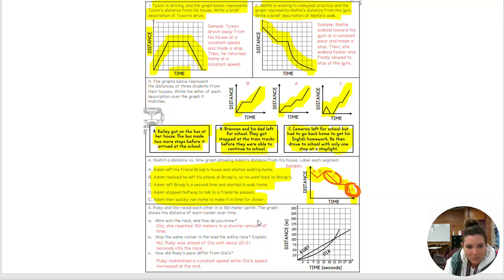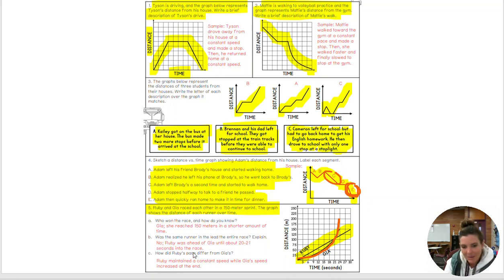Okay, and then number 5, Ruby and Gia raced each other in a 150-meter sprint. The graph shows the distance of each runner over time. Who won the race, and how do you know? So this is Ruby. Okay, Ruby is going at a constant speed. We can see that Gia, though, and we'll go ahead and trace hers in orange. So Gia starts off a little slower, but then as time increases, you can see that her distance increases. Right here, she's moving at a faster rate, okay? So she increased at the end.